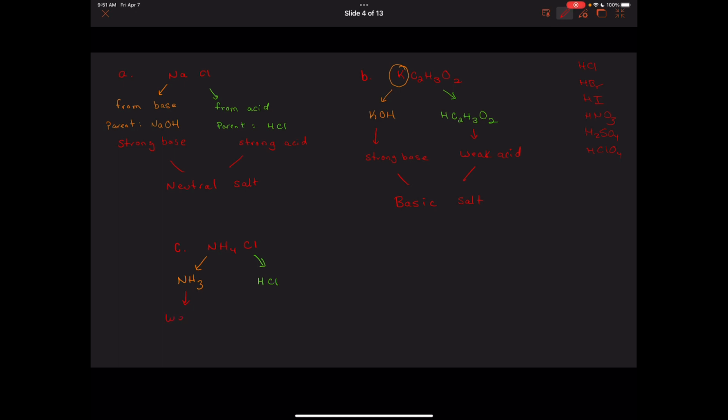NH3 is a weak base. HCl is a strong acid. So when we react ammonia with hydrochloric acid, producing ammonium chloride, this is going to result in an acidic salt.